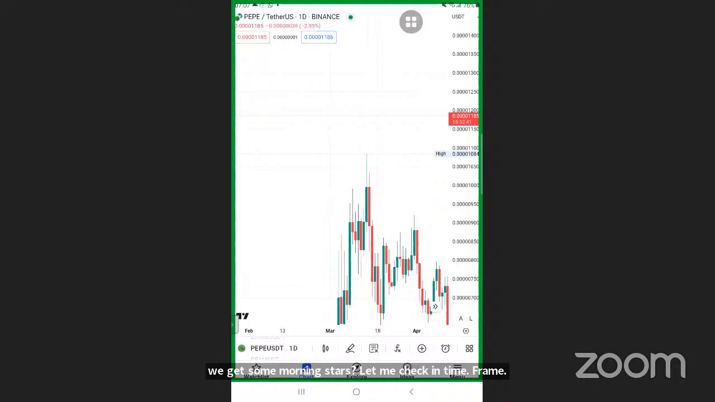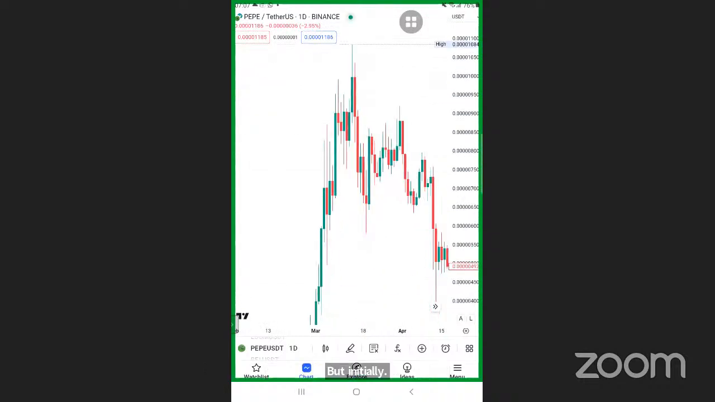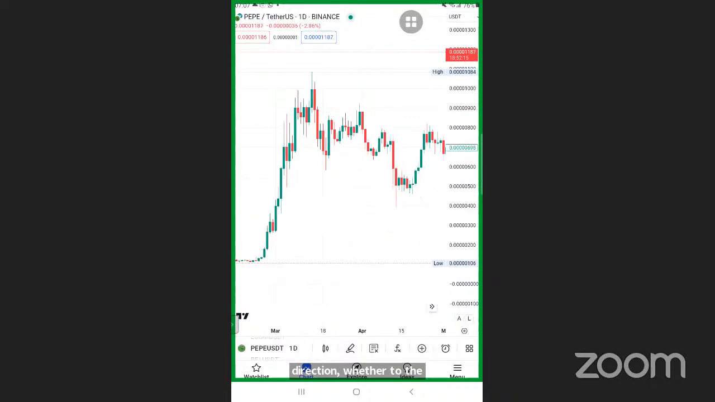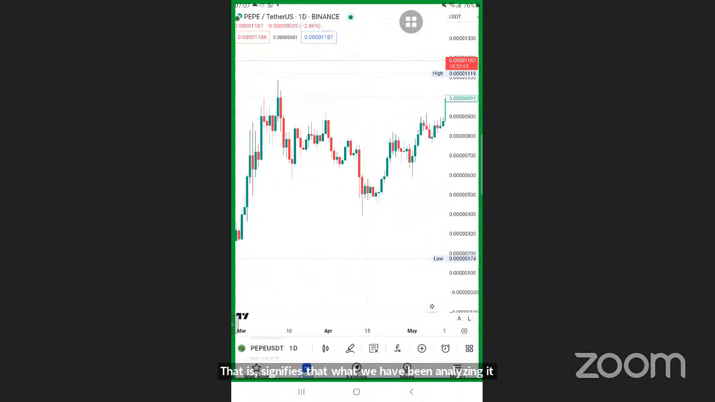But initially, what we are trying to do is look at the chart patterns that we have been studying. Can we find them? Are they visible in the market? We are not saying you are going to find all of them everywhere. But when the market is changing direction, whether to the upside or to the downside, you are able to see some of the chart patterns appearing. That signifies that what we have been analyzing is true, it is correct, it is happening.